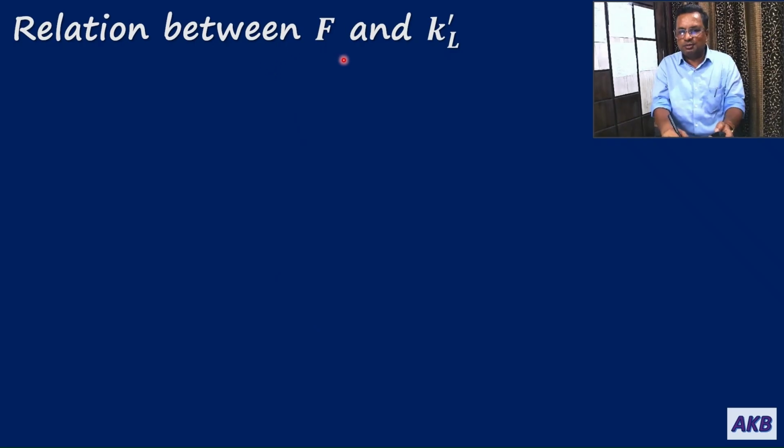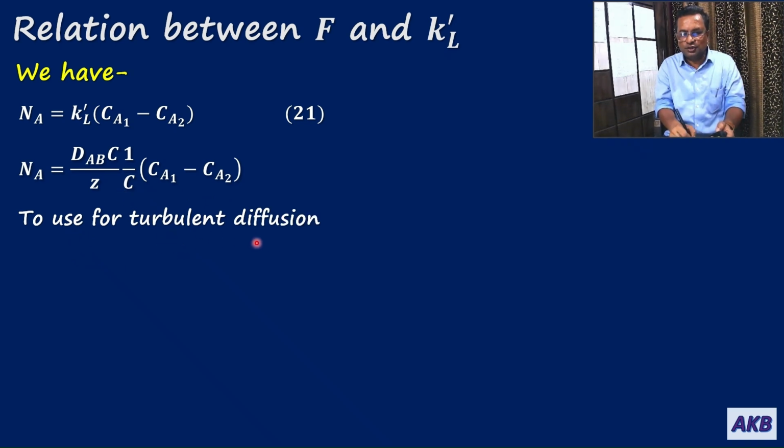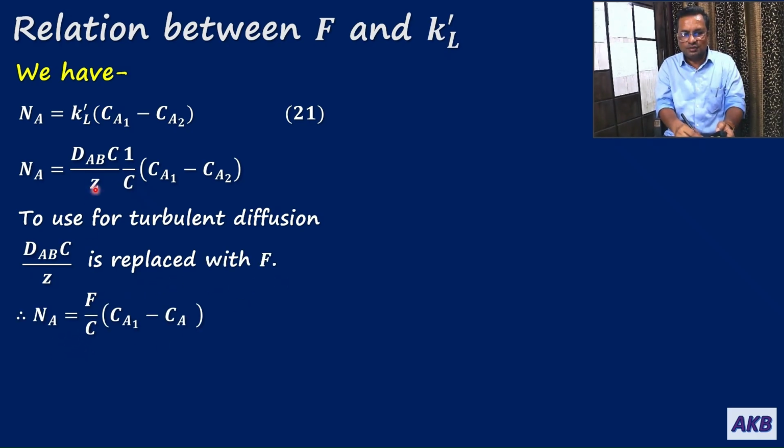So we are getting the relation between F and KL dash. For KL dash, we have Na is equal to KL dash into (Ca1 minus Ca2), equation 21. We just got Na is equal to DAB C upon Z into 1 upon C into (Ca1 minus Ca2). In order to use this equation for turbulent diffusion, we need to replace DAB C upon Z with the F-type mass transfer coefficient F. So therefore Na is equal to F upon C into (Ca1 minus Ca2), and let this be equation 23.